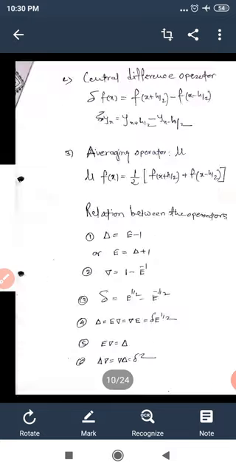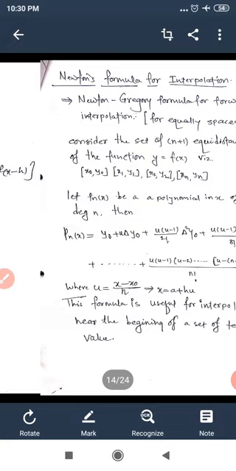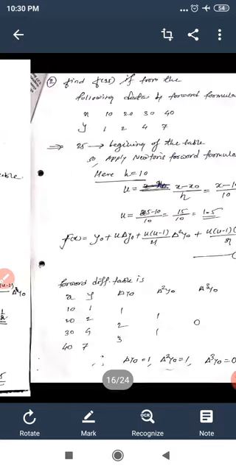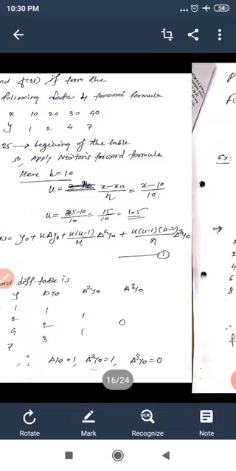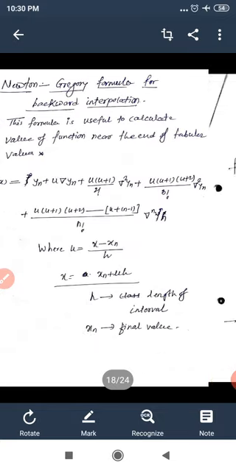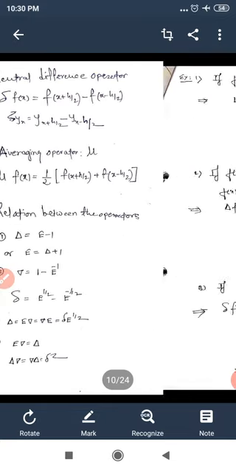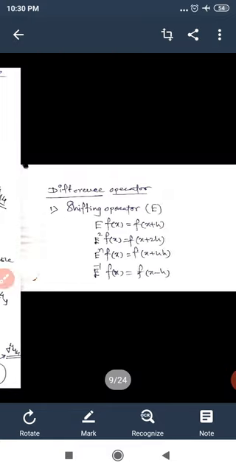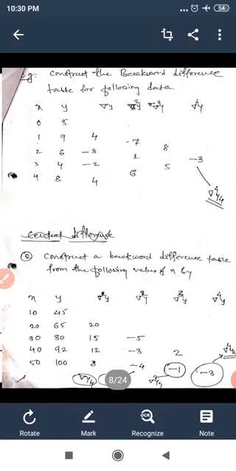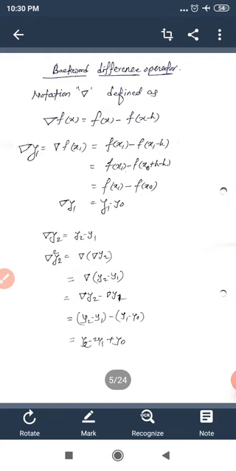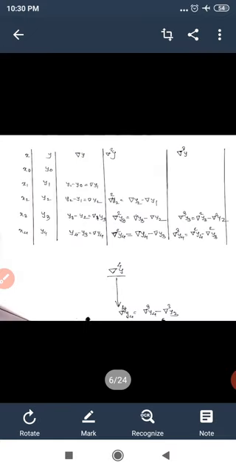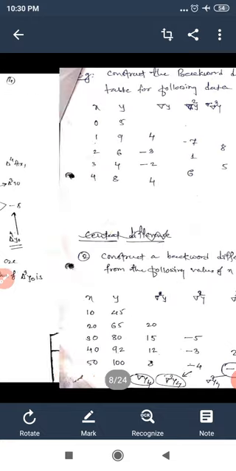Now I am taking the backward difference table. Similarly, the backward difference operator. The notation is del. This is the backward difference operator. I have already defined this backward difference operator. So, examples on the backward difference operator.